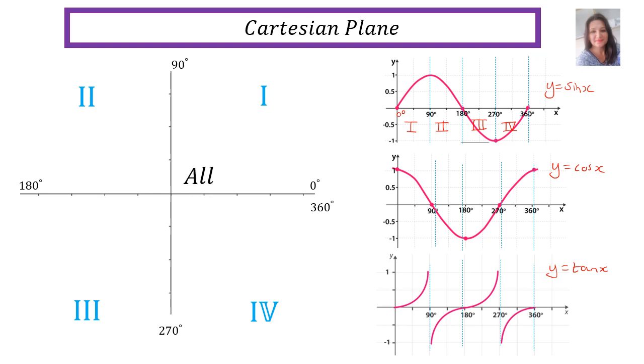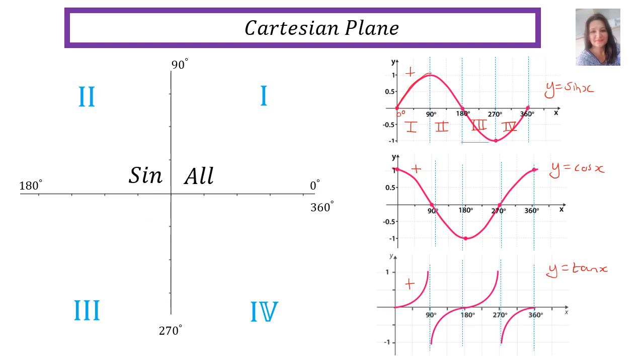Now I want to explain to you, using the graphs, why in the first quadrant all of the functions are positive. So if you have a look here, this is the first quadrant from 0 up to 90. And can you see the sin graph is above the x-axis, therefore positive. That's why sin is positive in the first quadrant. On the cos graph, again, although this graph is descending, it's still positive. And then on the tan graph, this one again is positive in the first quadrant. That's why all of them are positive in the first quadrant.